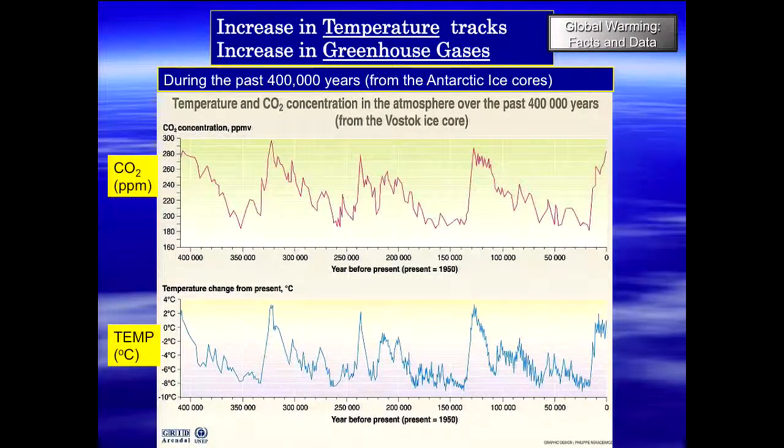And it doesn't take a statistician for you to notice that these two graphs seem related to each other. When the carbon dioxide goes down, the temperature goes down. When the carbon dioxide is high, the temperature is high, and so on. They are correlated.